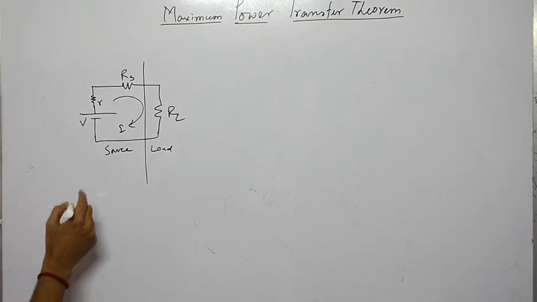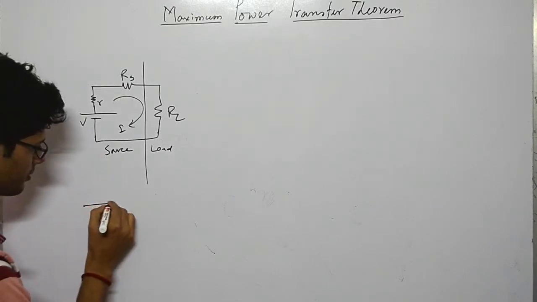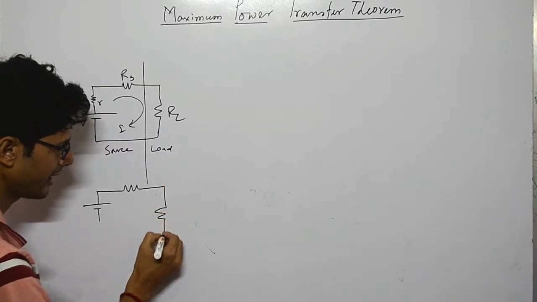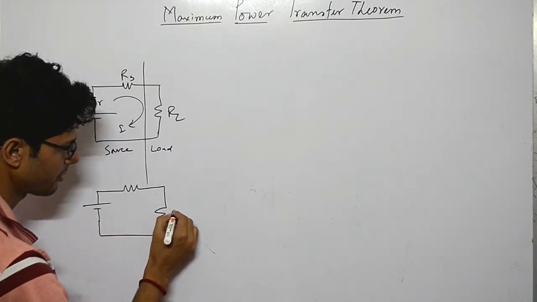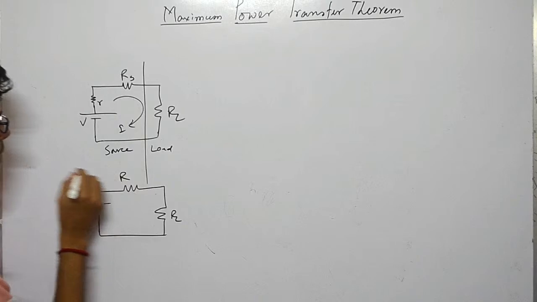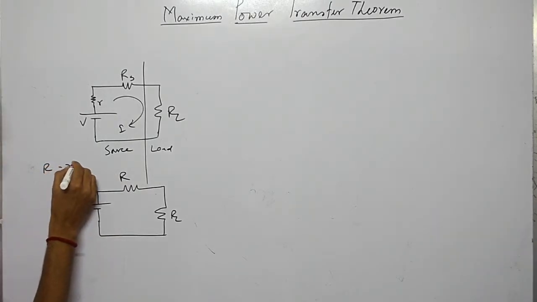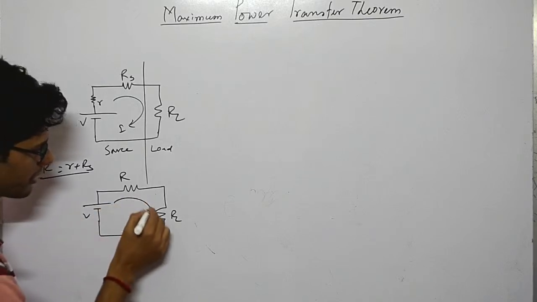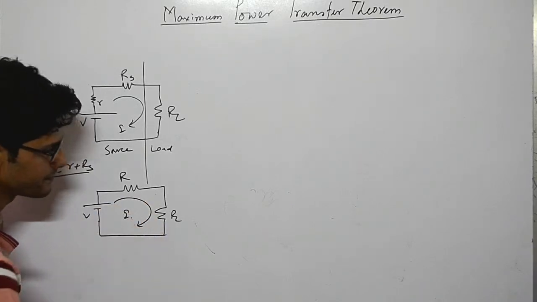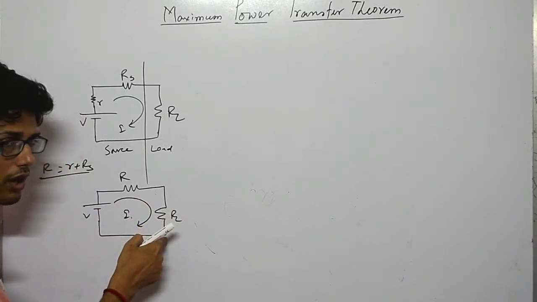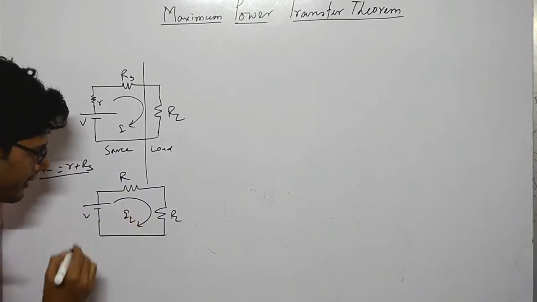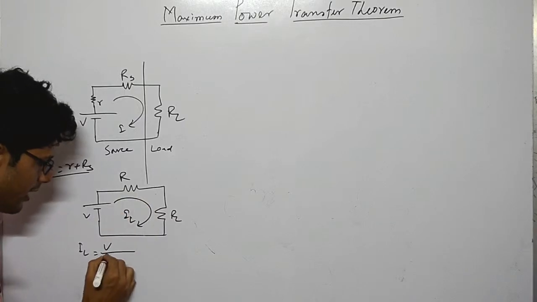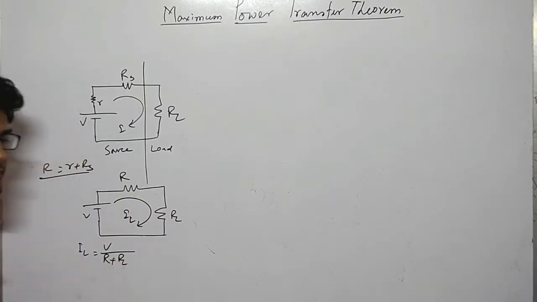If we consider this circuit, this one is V, this one is R and this one is RL, where capital R equals small r plus Rs. The current flowing through the network is I. If it is flowing through the load, then it is IL. So IL is equal to V divided by the sum of these two resistances, R plus RL.